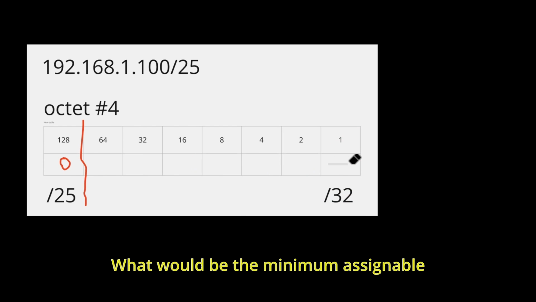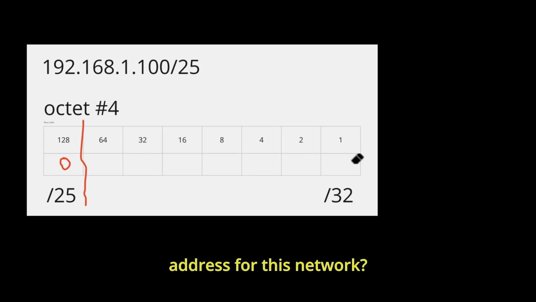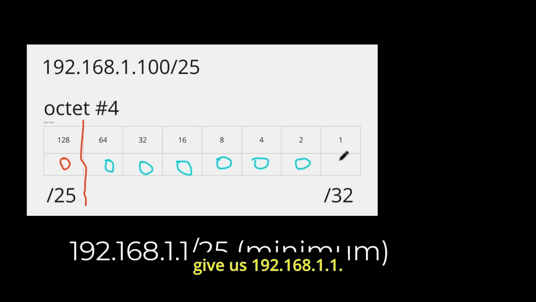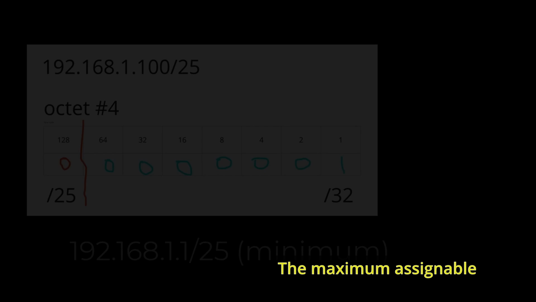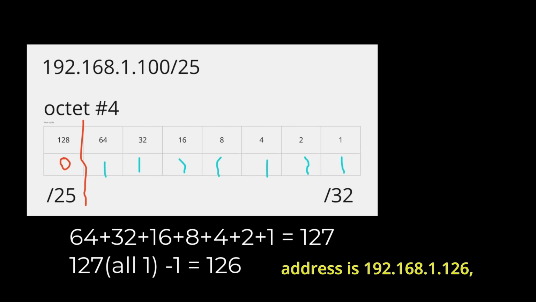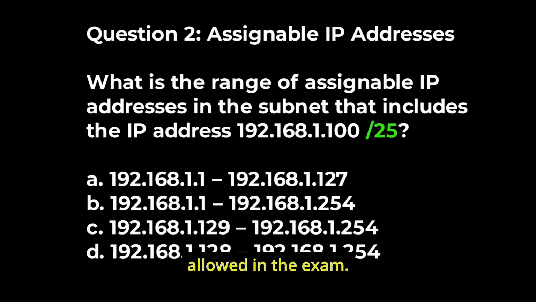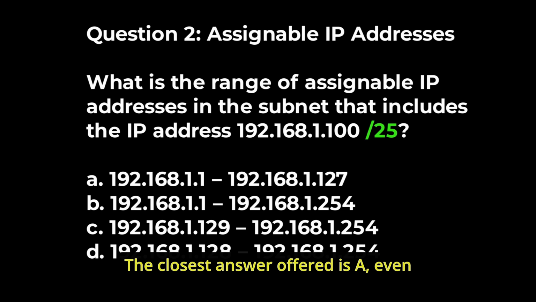What would be the minimum assignable address for this network? If we set the first bit to 1, that would give us 192.168.1.1. The maximum assignable address is 192.168.1.126, since the broadcast address is not allowed in the exam. The closest answer offered is A, even though it includes the broadcast address.